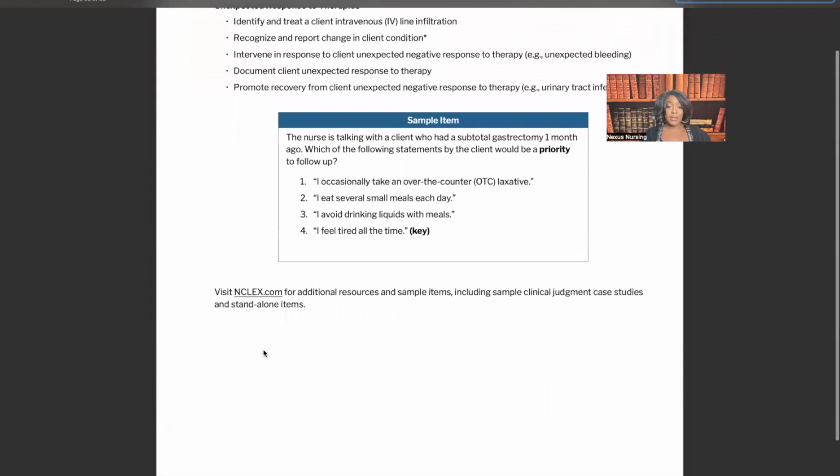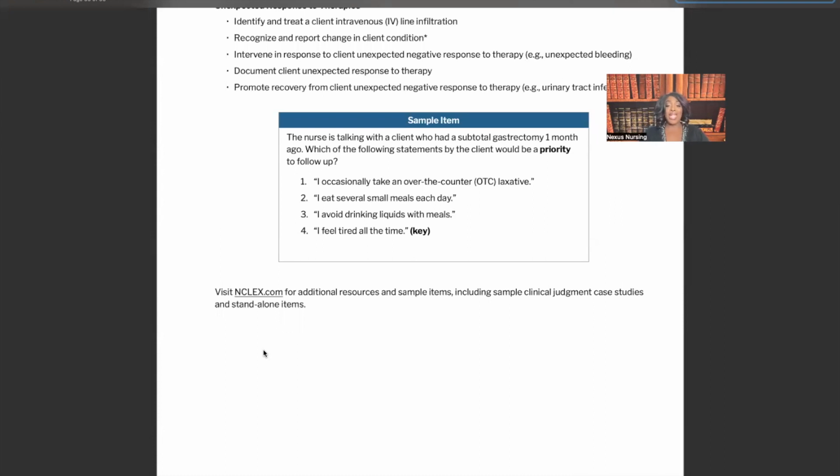And this is the last question. The nurse is talking with a client who had a subtotal gastrectomy a month ago. Which of the following statements by the client would be a priority to follow up? 1, I occasionally take over-the-counter laxatives. 2, I eat several small meals a day. 3, I avoid drinking with meals. 4, I feel tired all the time. And guys, the correct answer is 4, I feel tired all the time.